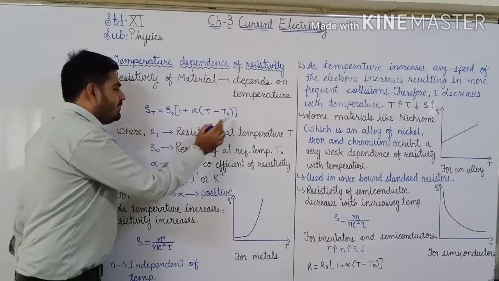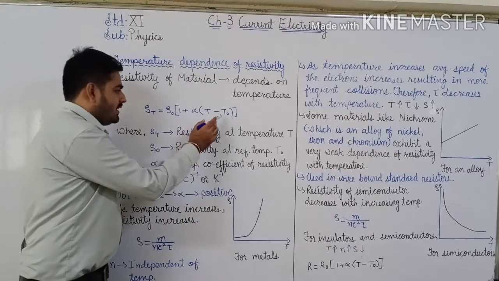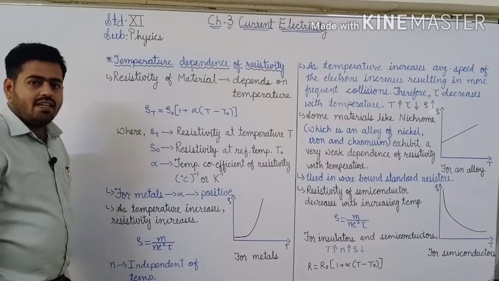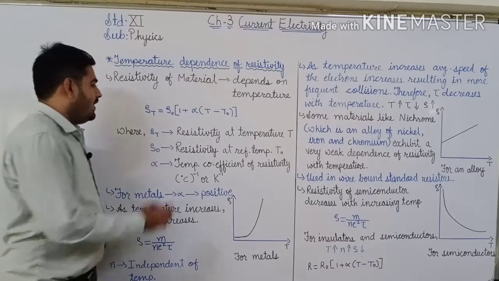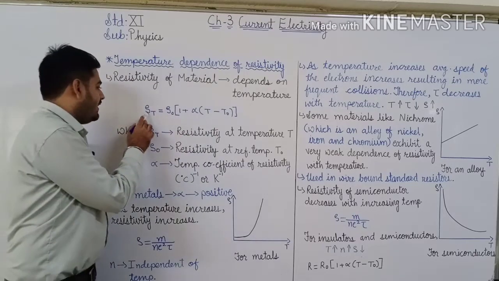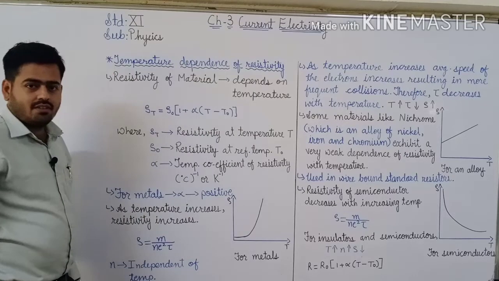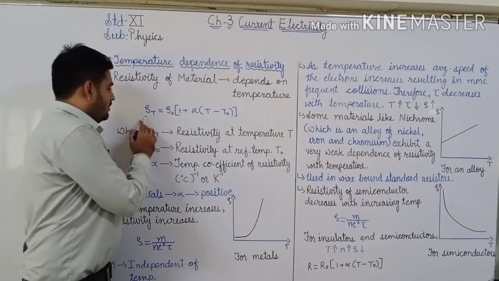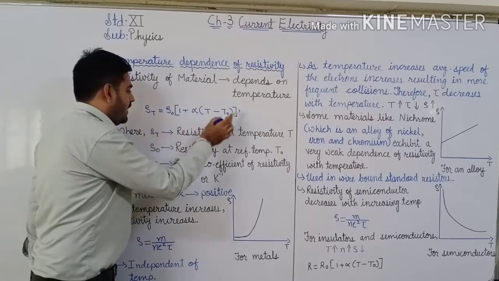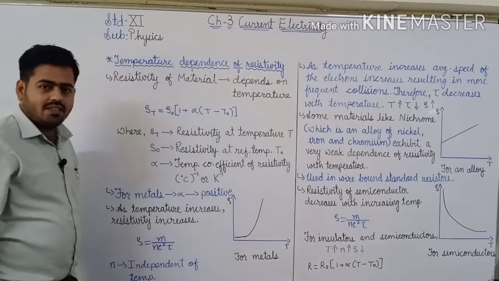This formula is very important. When the value of reference temperature and resistivity at reference temperature is given to us, and they are asking you to find the value of resistivity at any temperature T, then we can find it using this relation. So my dear students, please remember this formula: rho T is equal to rho naught into 1 plus alpha into T minus T naught.